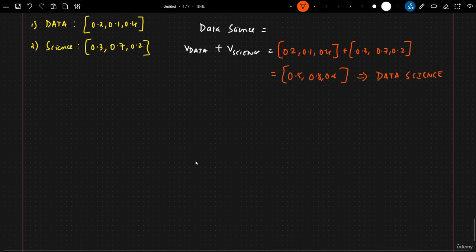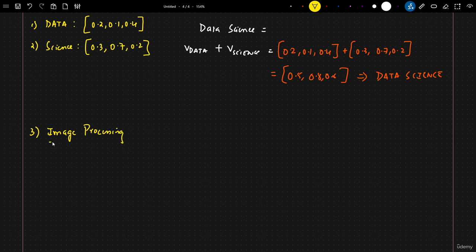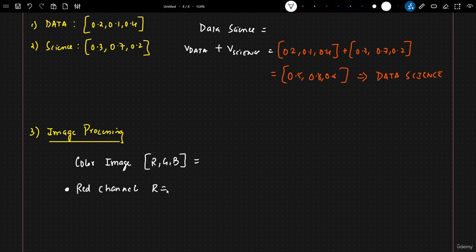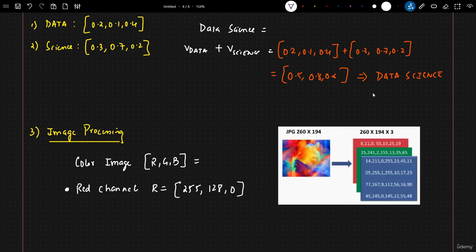One more very good application is image processing. Let's say I have a task involving colored images. Any colored image is usually given in RGB format. Let's consider my red channel represented by this vector, because at the end of the day, everything is pixels. Let's say 250, 255, 128 and 0. Let's consider this as an example.